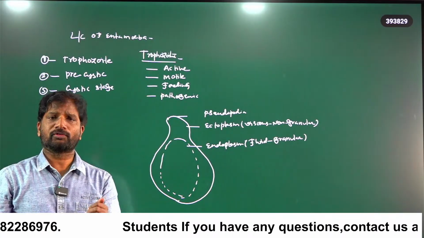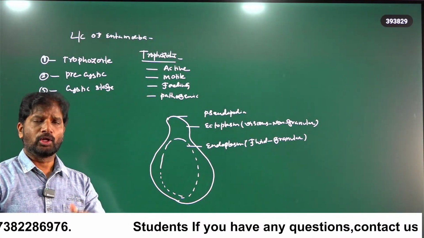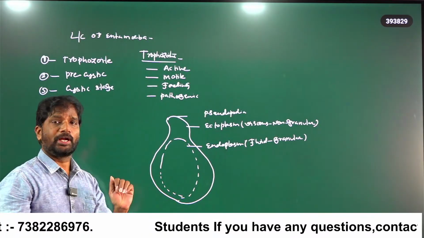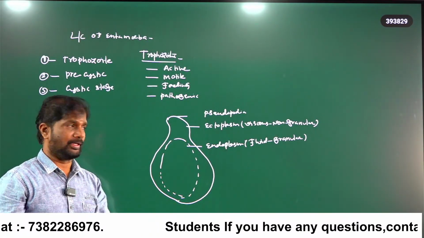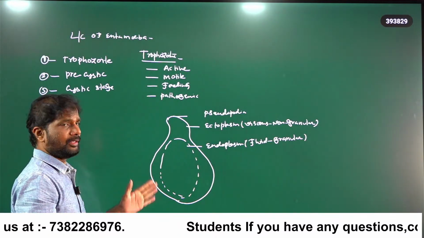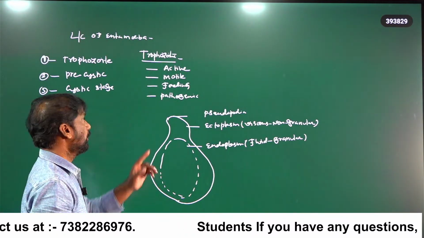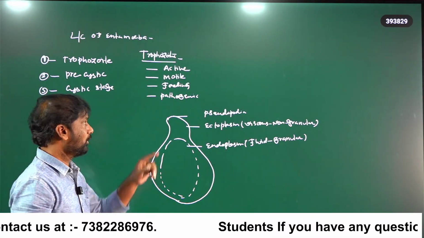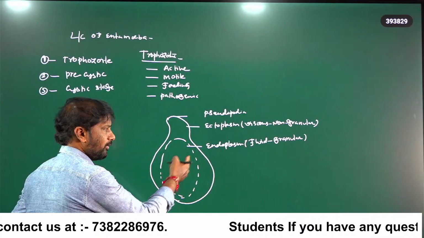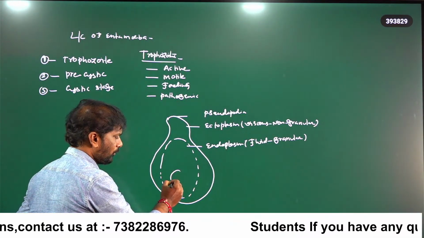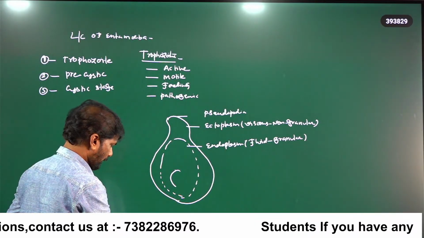So why can you say that the endoplasm is granular? Because cell organelles are present in this endoplasm, so that's why you can say that it will be granular in condition. So what is the importance of this trophozoite? You can say that it is the active, motile, feeding and pathogenic stage. So here, the center part of the endoplasm includes the nucleus.